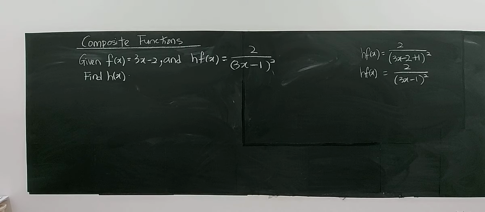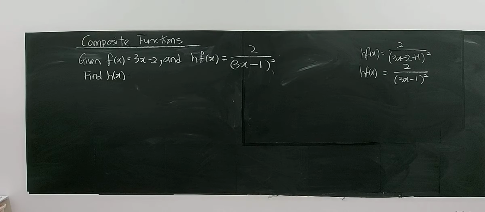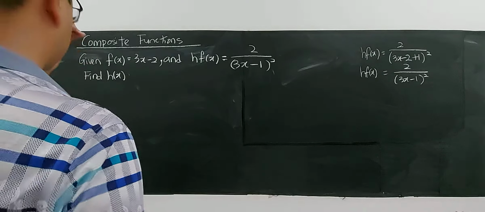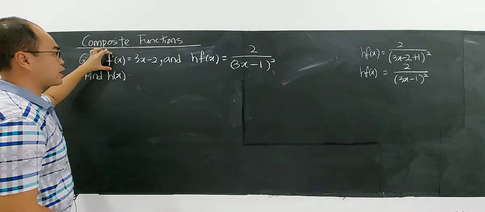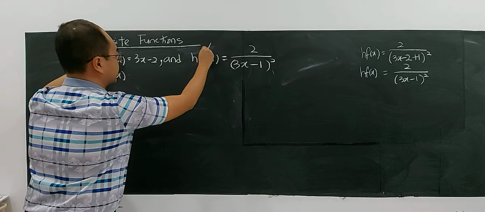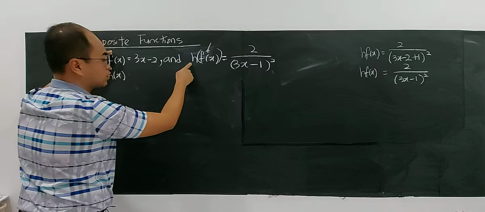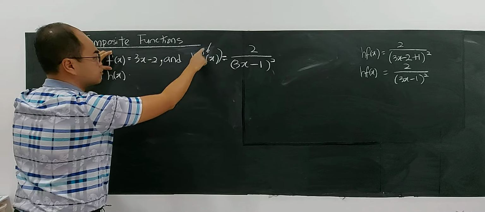Let's continue with this example. Given f(x) to be 3x minus 2, and h(f(x)) to be 2 over (3x minus 1) squared, find h(x). The technique is the same, because this is your given f(x). It means you are given the second function, but not given the first function.